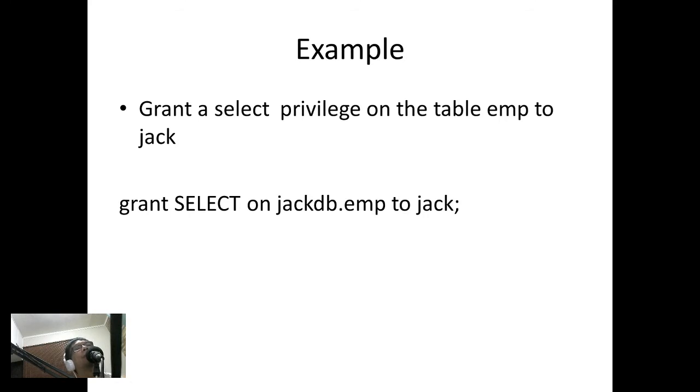For example, what if I want to grant a select privilege on the table emp to Jack? GRANT SELECT ON JackDB.emp TO Jack. Select here is the privilege, and this is the object. That means the user Jack, or we can place here Jack at host name or localhost, has a select privilege on the emp table of the JackDB database.